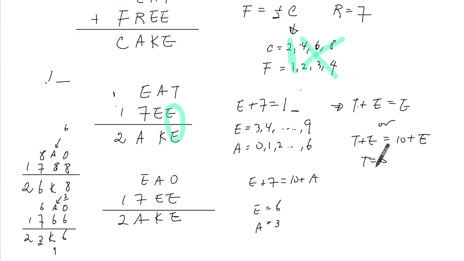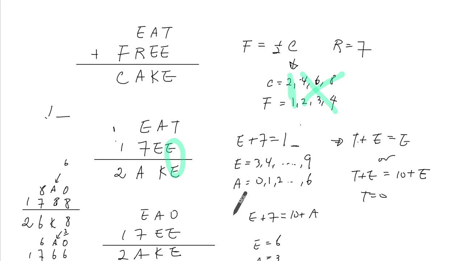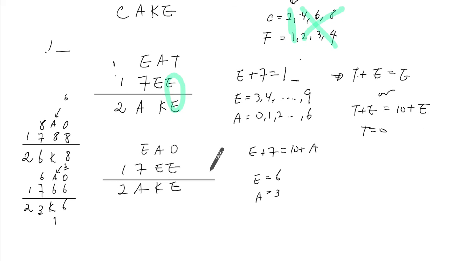So what do we have here? We have T, A, and we found everything, right? So we found E to be 6, F we found to be 1 and C 2. Okay, so we're done.